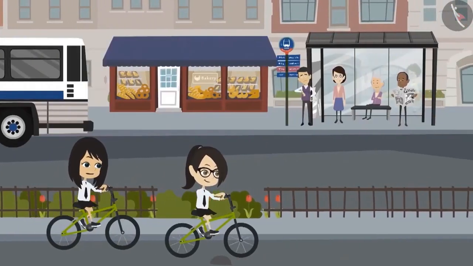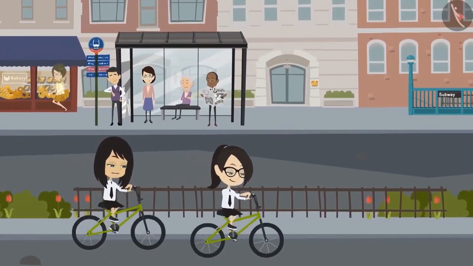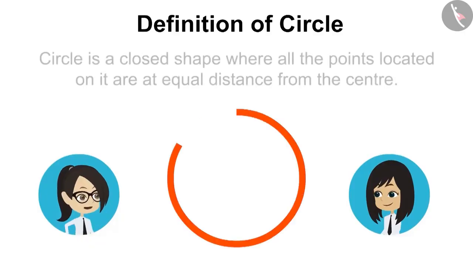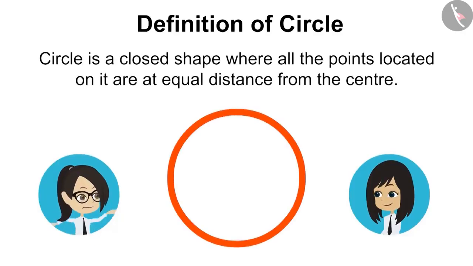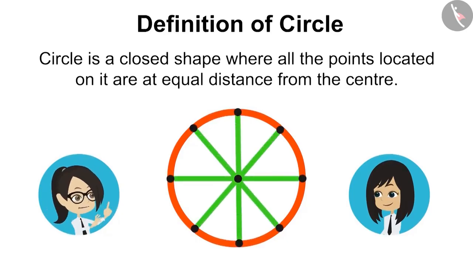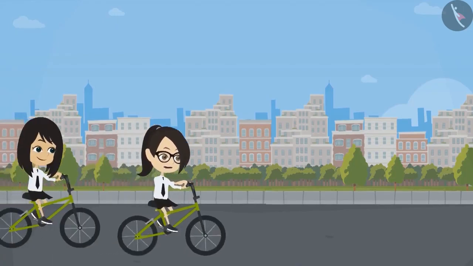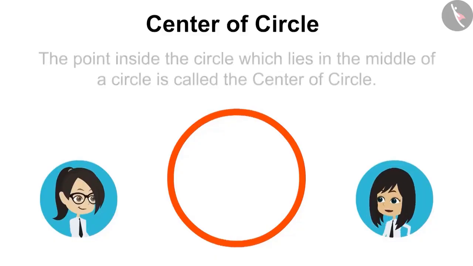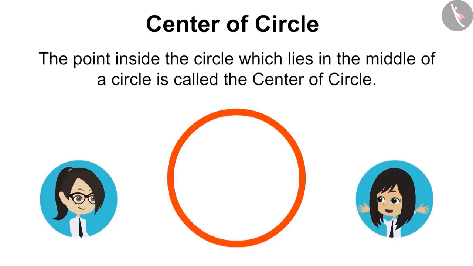Remember what did Sir tell us about circle yesterday? Yes, I remember it well. Circle is a closed shape where all the points located on it are at an equal distance from the center. Do you remember what the center of circle is? Yes, I remember. The point inside the circle which lies in the middle of a circle is called the center of circle. Now can you talk about diameter?